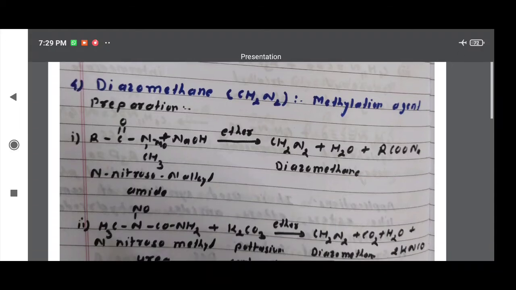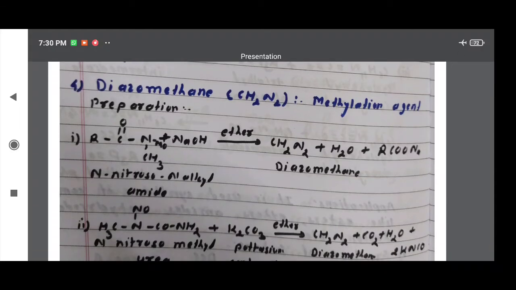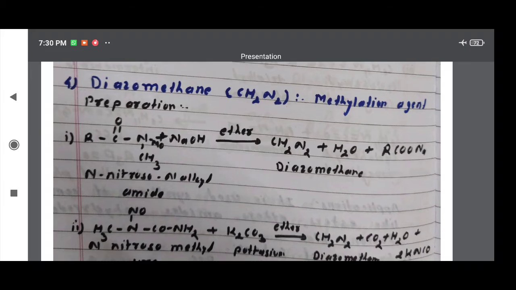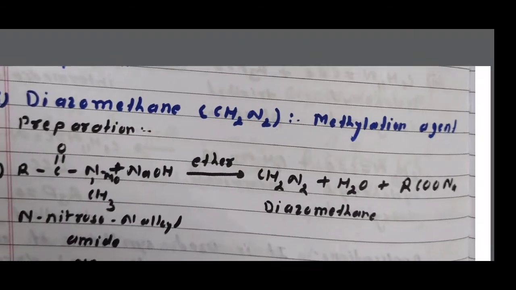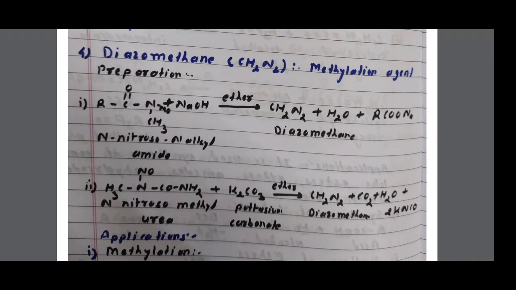Hello student, today I am explaining with you the fourth reagent, diazomethane. The short form of diazomethane is CH2N2. Diazomethane is mainly used as a methylating agent, meaning introducing a methyl group into any compound.